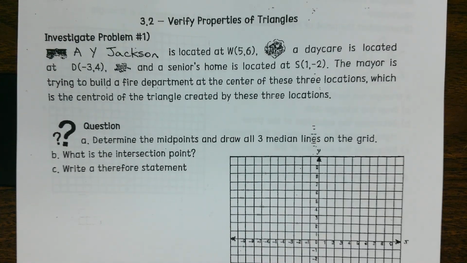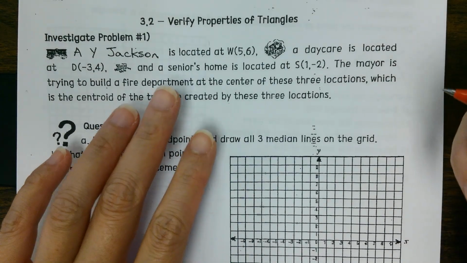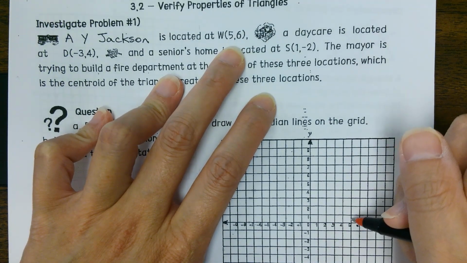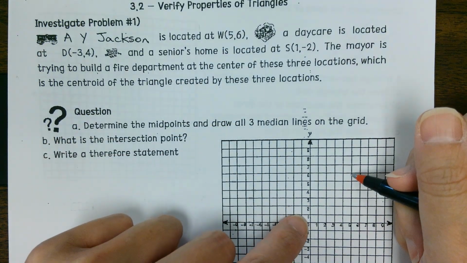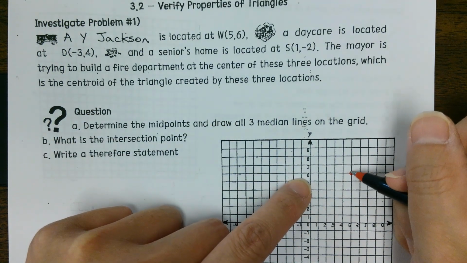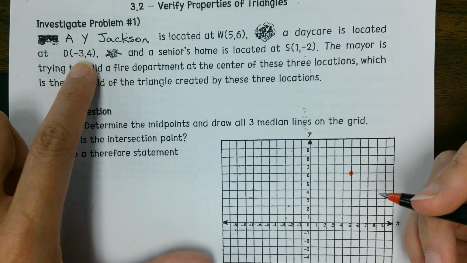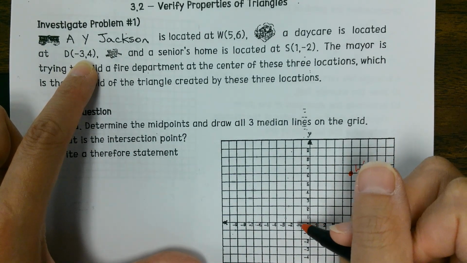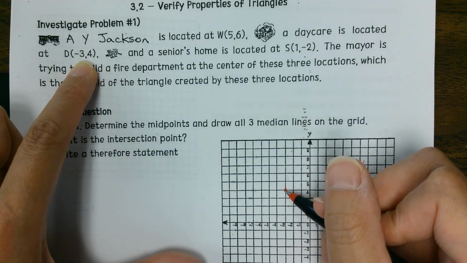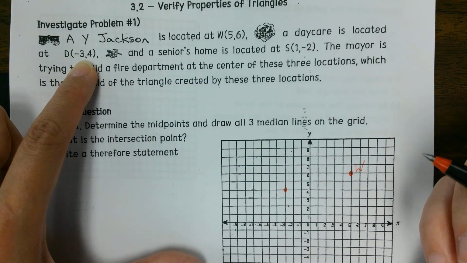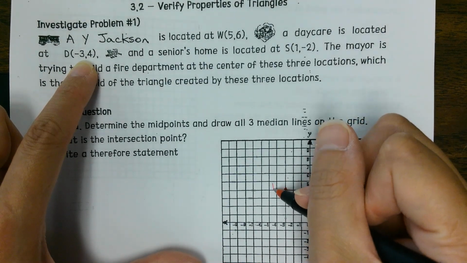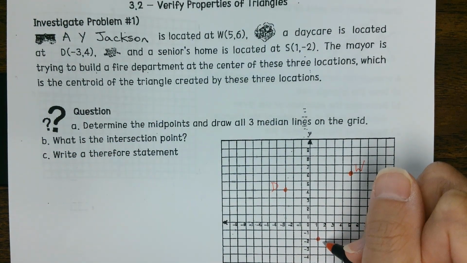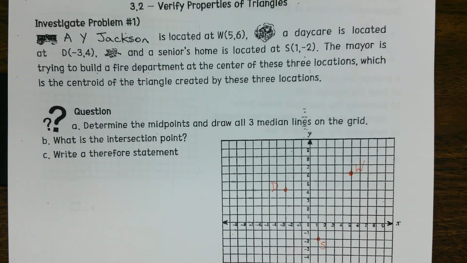Exactly. So we need to put it in the middle. And in the middle of all three is called which point? Centroid. Yes. So this is W, 5, 6. D is -3, 4, right here. And then senior home, 1, -2, which is right here. S. Alright, so let's connect these.